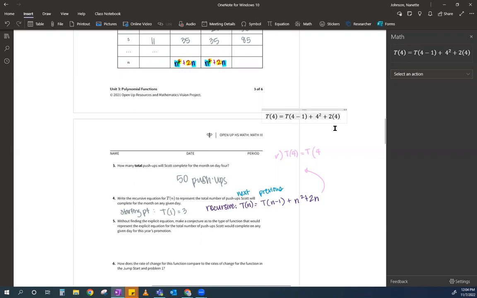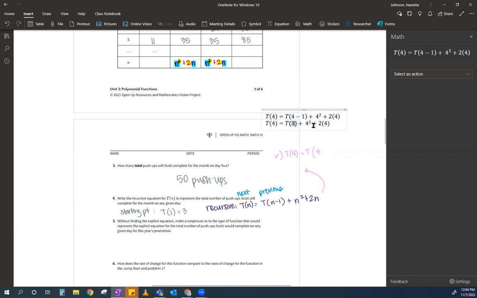Yeah, it's just 3. So I'm going to copy this whole thing, and I'm going to put it down right below it. Right? And you told me that 4 minus 1 was 3, right? So I could just erase all this and put a 3? Yeah, Miss Johnson.